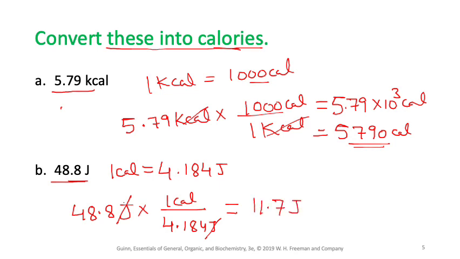11.7 calories. And you need a 3 sig fig number because 48.8 has 3, that's why you have a 3 sig fig number over here. So we can say if we have 48.8 joules, that means I have 11.7 calories, so they are equal. So this is how you can convert different units within each other.